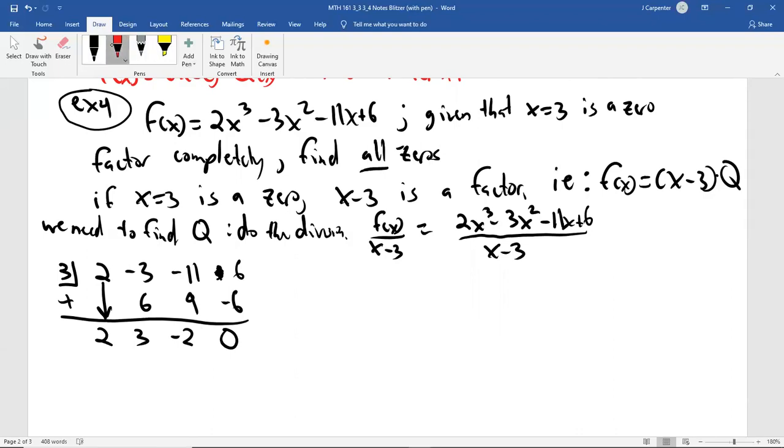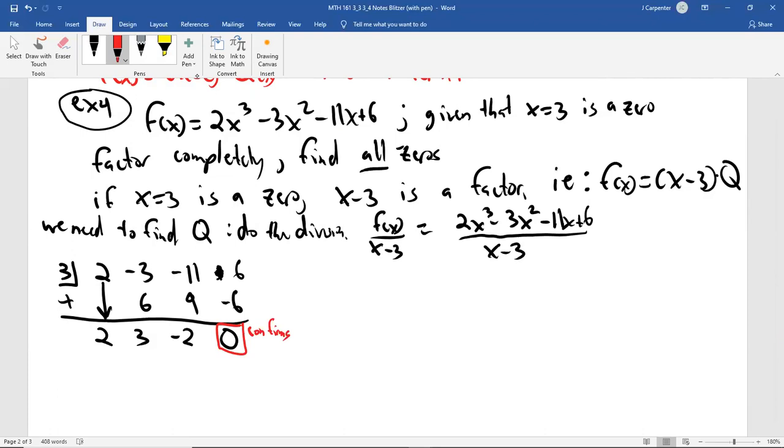Guess what? This confirms that 3 is a 0, because the remainder is supposed to be the output when you do the synthetic division with x minus c. So yes, in fact, f of 3 on this function is 0. If you did 3 cubed, that would be 27, times 2 is 54, minus 3 squared is 9, times 3 is 27, 54 minus 27 is 27, minus 11 times 3 is 33, so that's negative 6, plus 6 is 0.